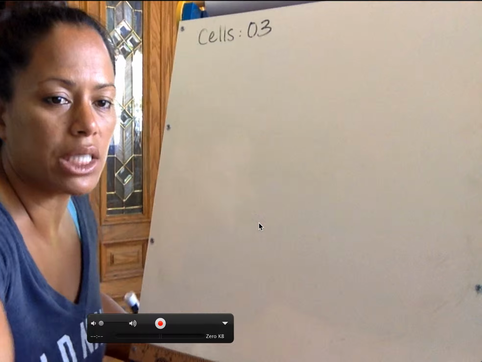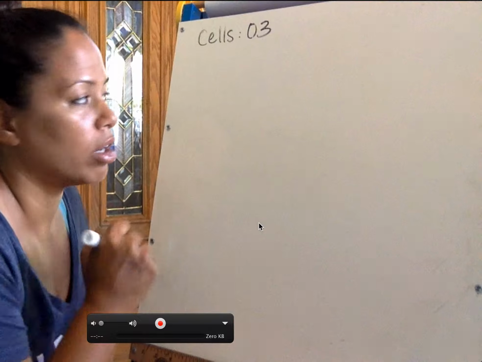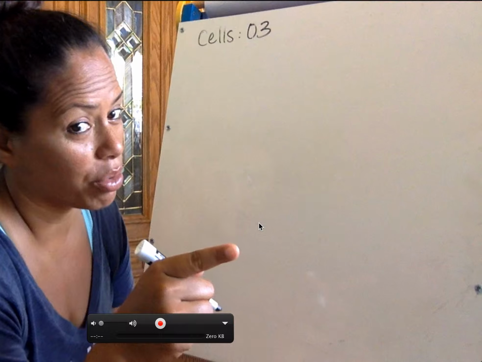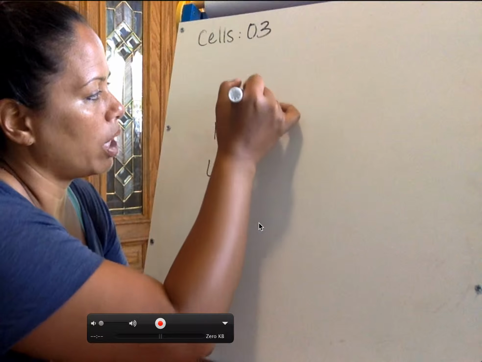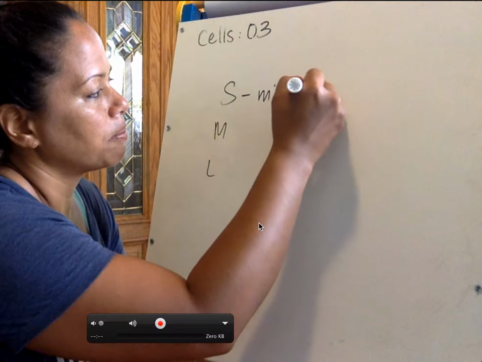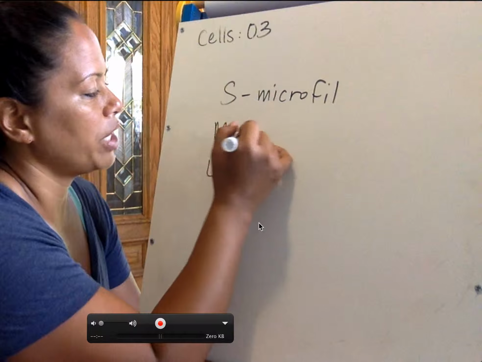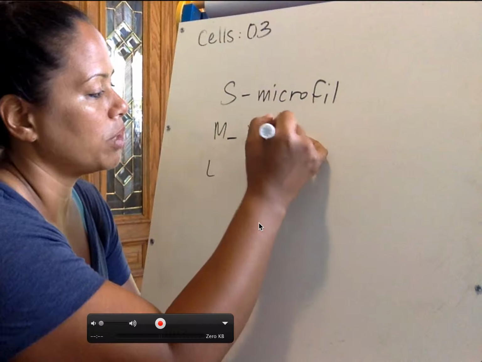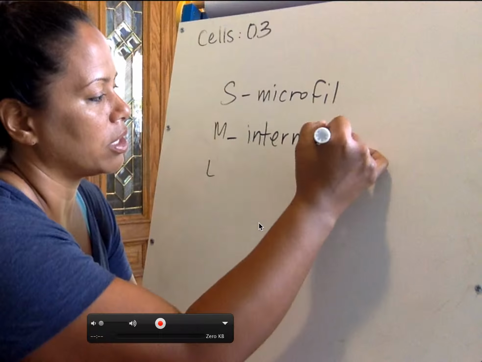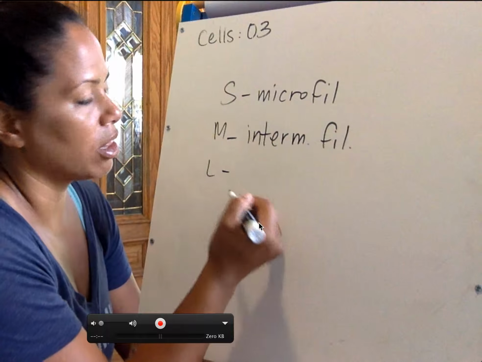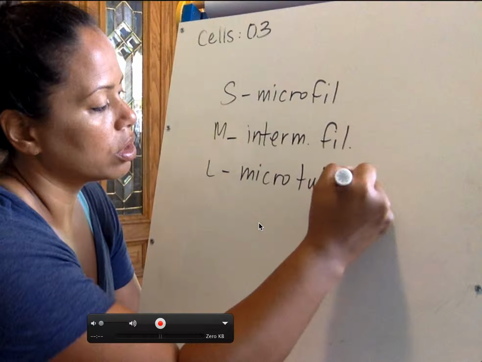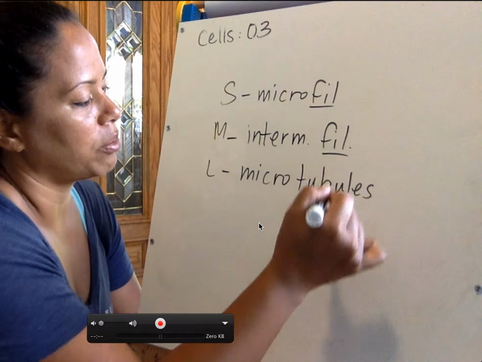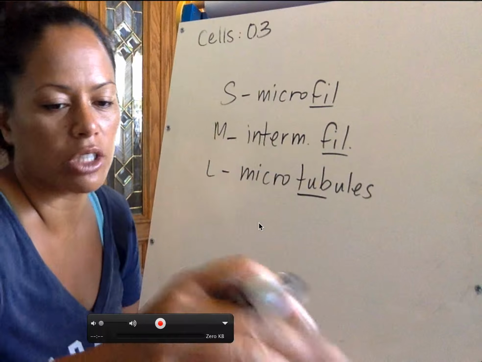There's only three sizes, and the three sizes are small, medium, and large. Great thing about video is I can go really fast and you guys can just rewind. So small, medium, and large. What do we have for small? We have microfilaments. What do we have for medium? Just like middle school and intermediate school, we have intermediate filaments. And then the last one, large, are actually what we call microtubules. That's a difference. So we have filament, and then the very large one is going to be a tube.